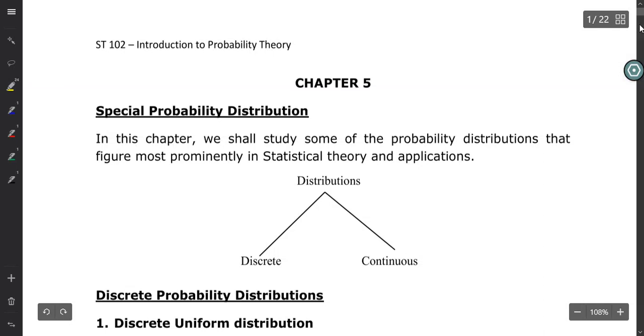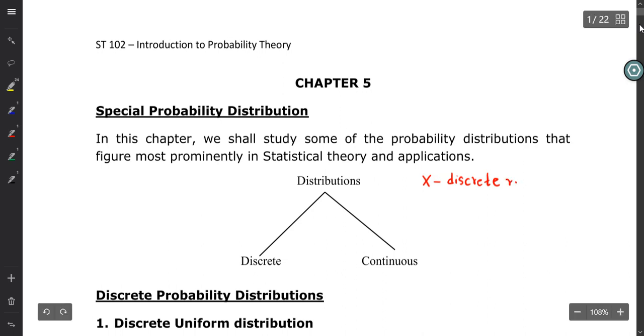Chapter 4 Special Probability Distributions. You all know by now, depending on the type of the variable, you can have discrete probability distributions or continuous probability distributions. If your random variable x is discrete, which means the possible values that x can contain are only whole numbers, no fractions, no decimals, then we end up with discrete random variables.